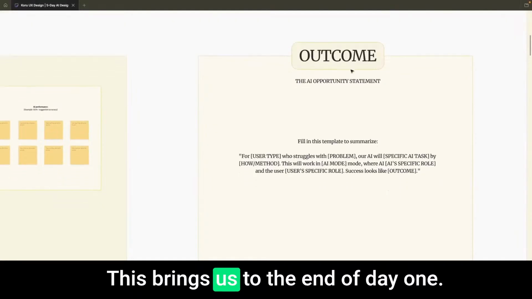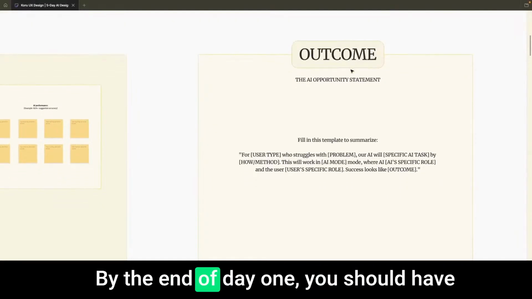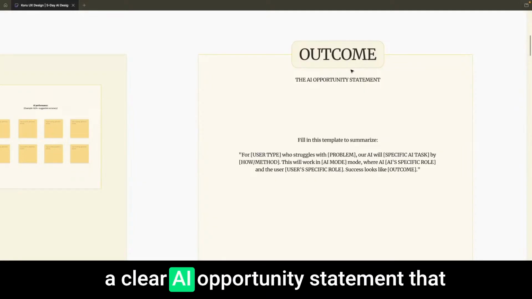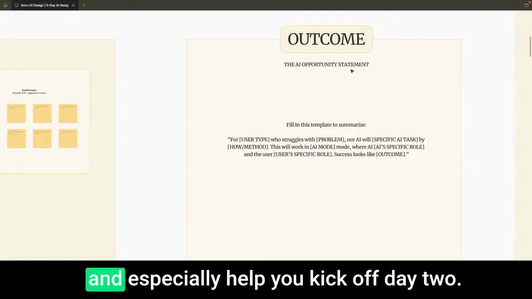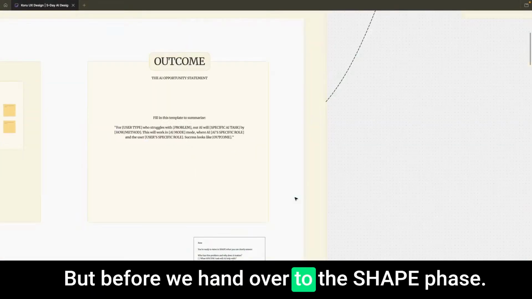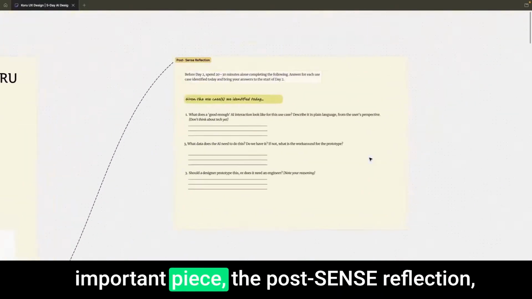This brings us to the end of day 1. Congratulations! By the end of day 1, you should have a clear AI opportunity statement that will serve you for the rest of the sprint and especially help you kick off day 2. But before we hand over to the shape phase, I want to walk you through one more important piece.